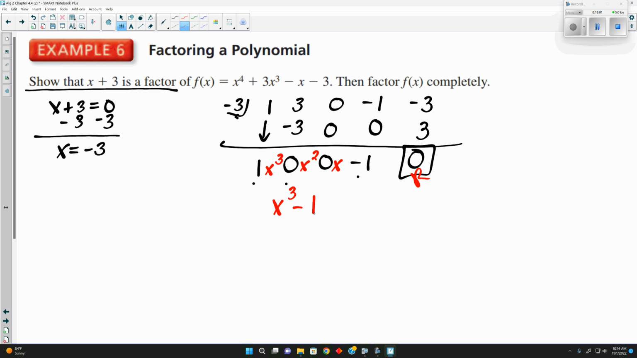Can we take the cubed root of x to the third? What's the cubed root of x to the third? X. Whenever the exponent and the root are the same, they simplify each other out. Now the other question is can we take the cubed root of 1? Is there a number when multiplied by itself 3 times that gives us 1? Really, no matter how many times we multiply 1 by itself, it's still just 1. So what that's telling us is that this here is the difference of perfect cubes.